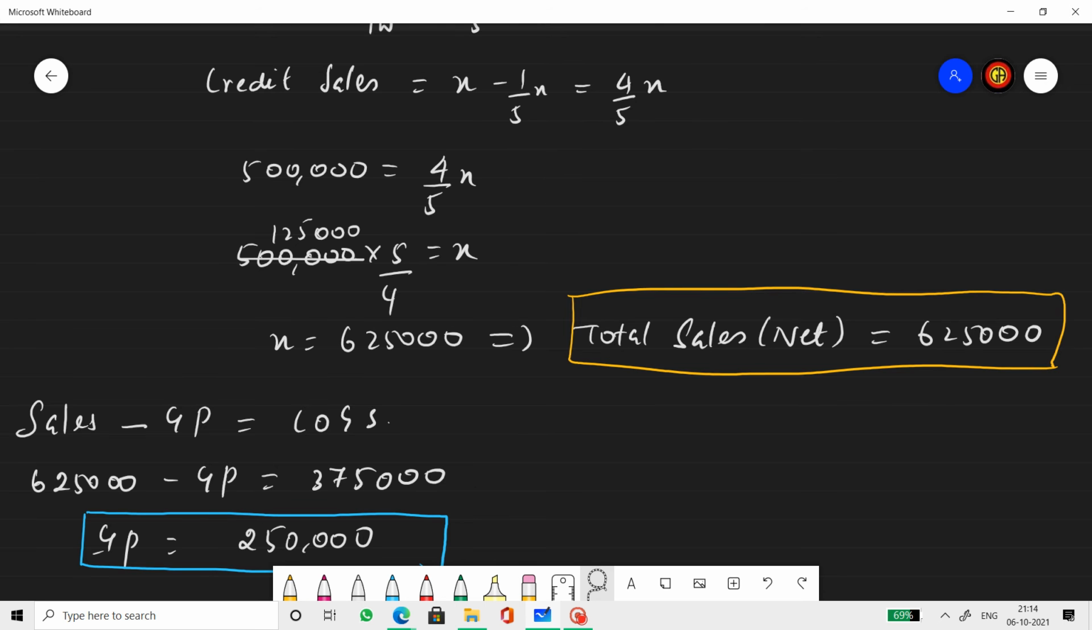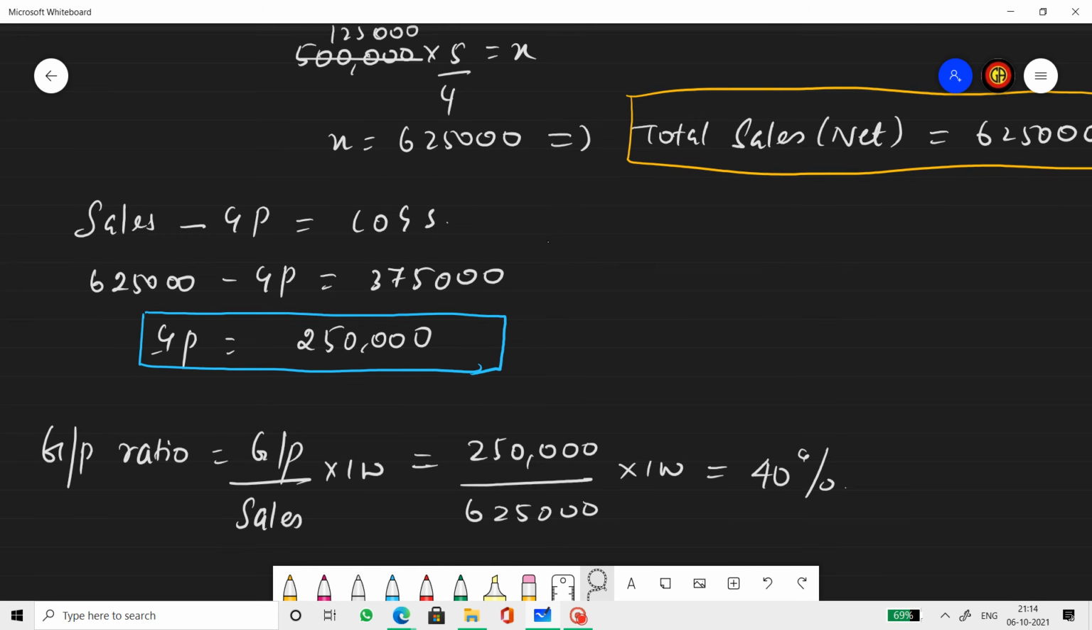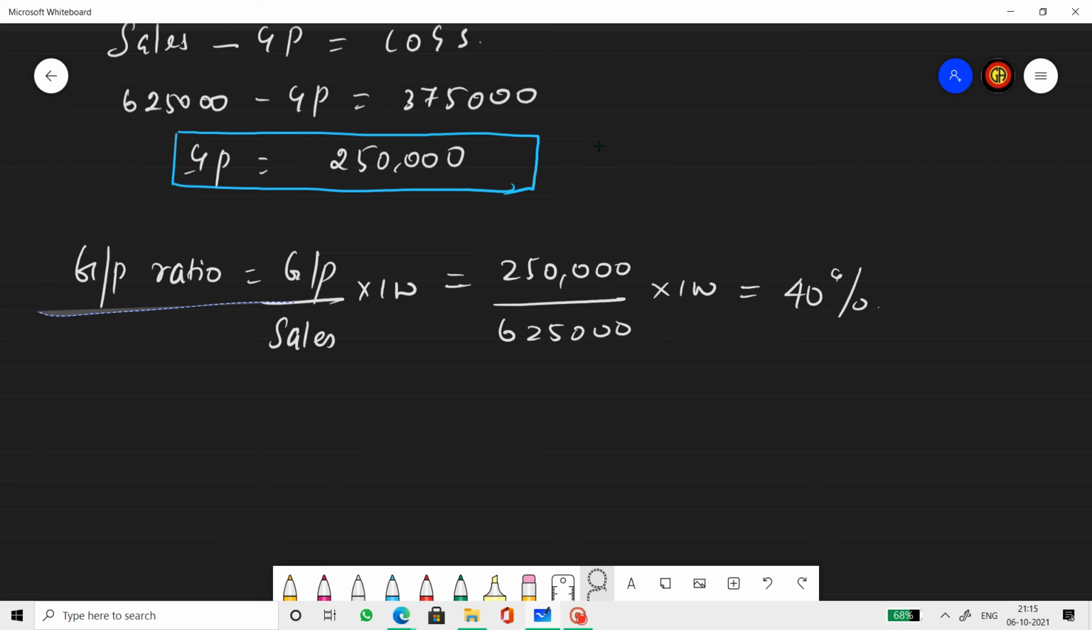Now, next is to find the gross profit. Sales minus gross profit is COGS. Sales we found already, 6 lakh 25,000 over here. And COGS we found first, 3 lakh 75,000. With this we find gross profit as 2 lakh 50,000. Now start finding the GP ratio. GP by sales into 100, 40%.